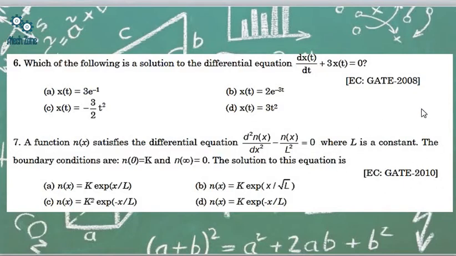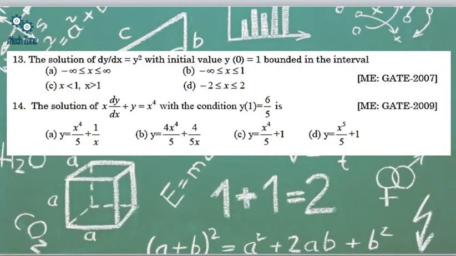बस हमें यहाँ पर एक चीज़ यही याद रखनी है and the question would be very simple. Okay, now let us see the next question. And in the next question we have to find out the solution of the differential equation dy by dx is equals to y square with initial value y is equals to 0 bounded in the interval. Okay, so this is a very simple question. We simply have to solve it the way we have been solving.